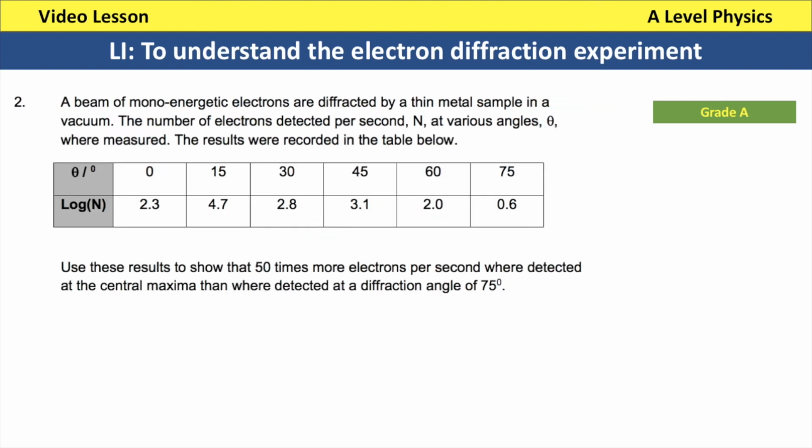Question 2. A beam of monoenergetic electrons is diffracted by a thin metal sample in a vacuum. The number of electrons detected per second, n, at various angles theta was measured. The results were recorded in the table below. Please note that we've not just recorded the number of electrons there, it's been recorded as the logarithm of the number of electrons. When you see log written there, do not confuse that for the natural logarithm. Log means log to the base 10 of n.